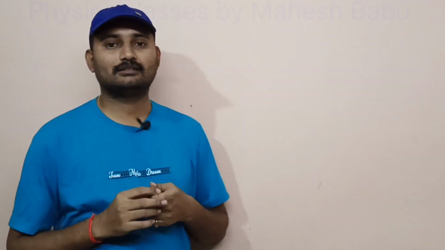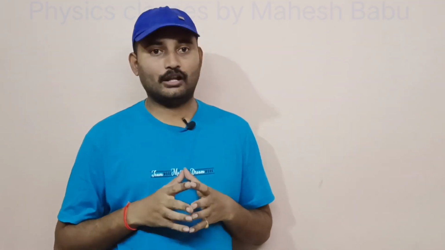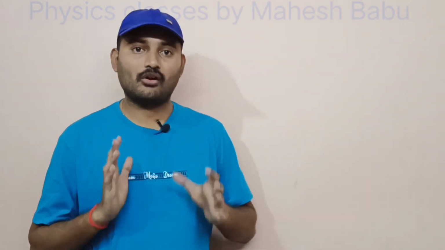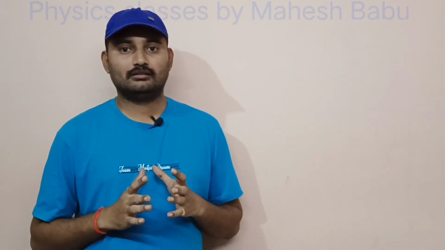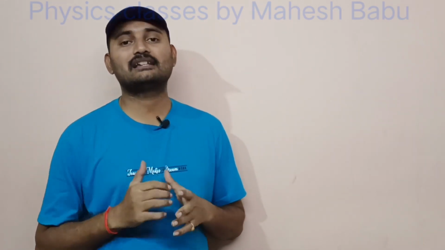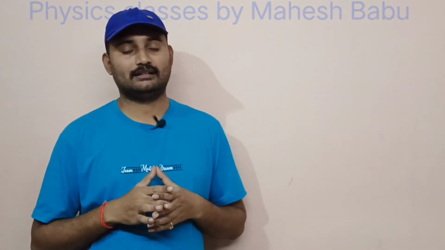Now in the last lesson we have discussed uniform motion and non-uniform motion. In uniform motion, the velocity of the body is constant, so no acceleration is required. In non-uniform motion, the velocity of the body is not constant. Acceleration is there for the body. If a body is moving with non-uniform motion, acceleration is there.